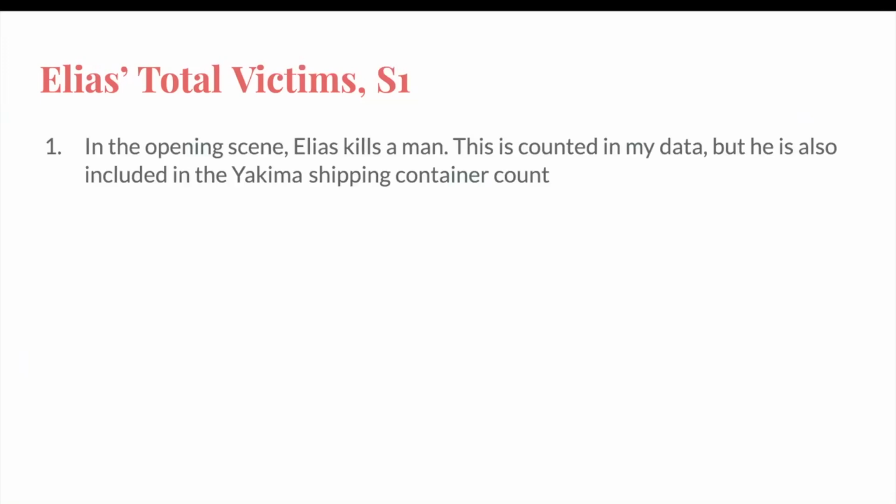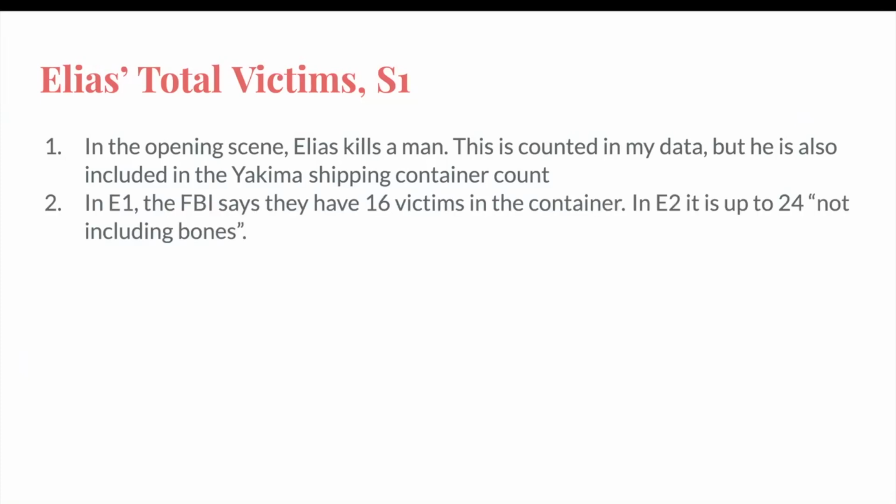In my season 1 and season 2 video, I traced out his victims thus far, but it's expanded a little since then. So I'm going to go through it again and build on it. In season 1, in the opening scene, we see Elias killing a man in 2005. This is counted in my data, but he is also included in the Yakima shipping container counts. In episode 1, the FBI says they have 16 victims in the container, but in episode 2, it's up to 24, not including Bones, which implies more.